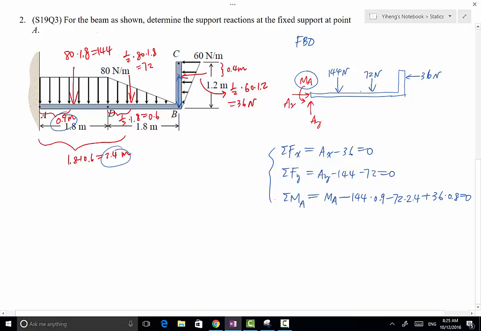This is not difficult to solve because each of the three equations only contains one unknown, so we can solve AX from this one, AY from this one, and MA from this one. Therefore, AX equals 36 Newton, AY equals 216 Newton, and lastly, MA equals 274 Newton meter.